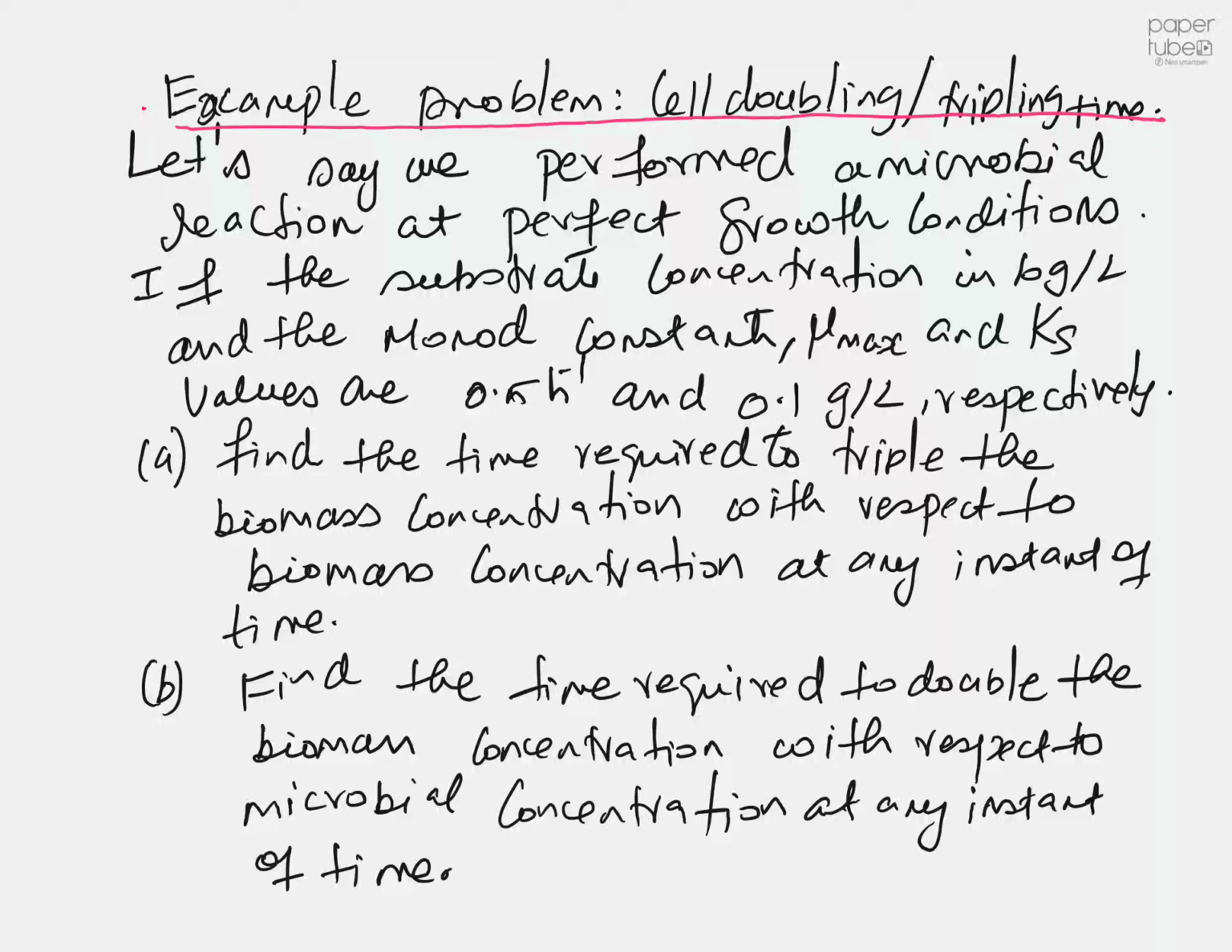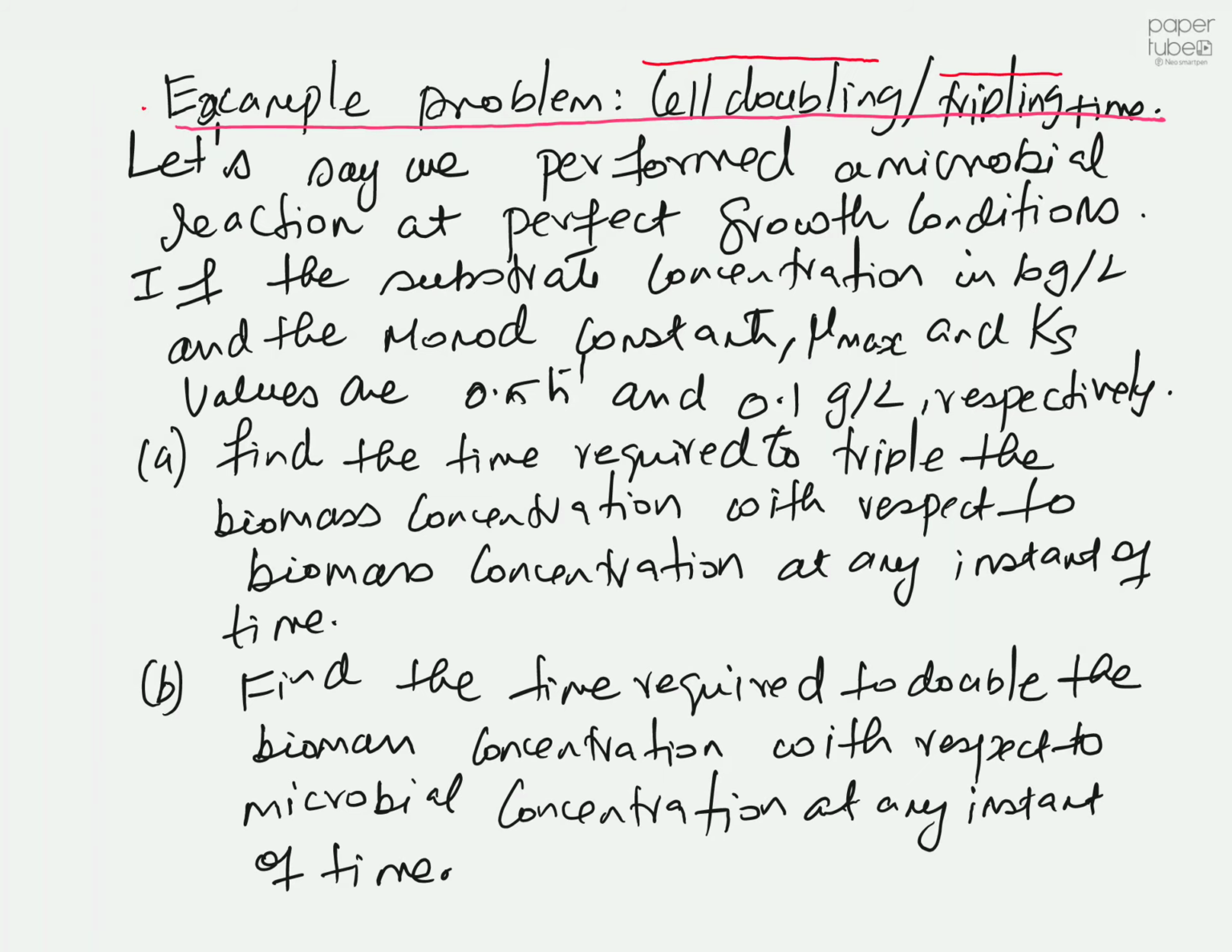So I'm going to solve a model problem related to microbial kinetics. In particular, we are going to calculate generation time, or more specifically, cell doubling time or cell tripling time. Or say, for example, at each cell division one cell produces 5 or 6 daughter cells, then what will be my cell generation time? If you want to answer that type of question, this is going to be the model problem.